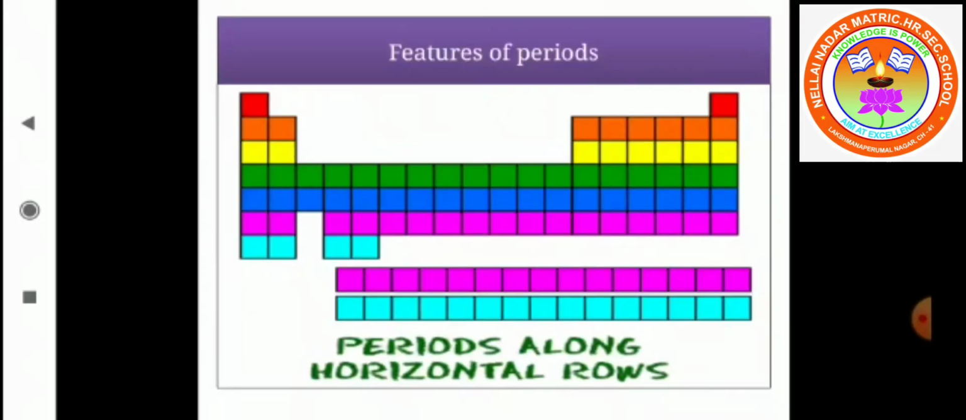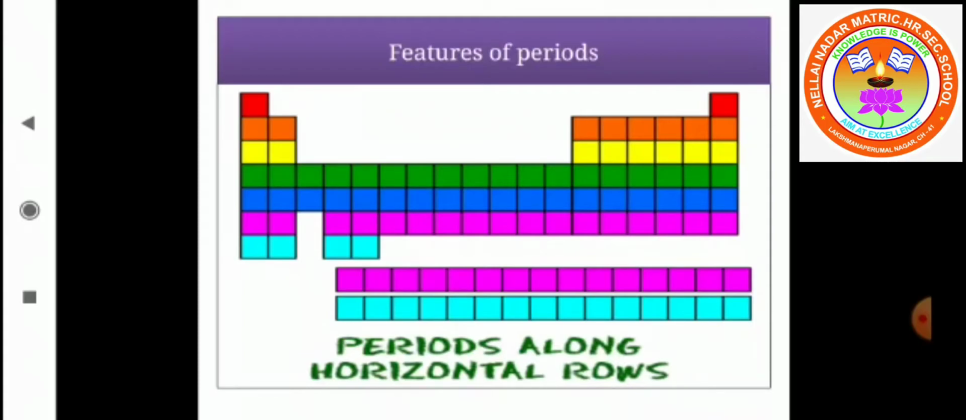Okay. Now this slide gives you an outline of various periods in the modern periodic table. The elements belonging to the same period are denoted by the same color. The first period consists of only 2 elements. So only 2 red boxes are there. Each box represents 1 element. So in period number 1, only 2 elements are there.